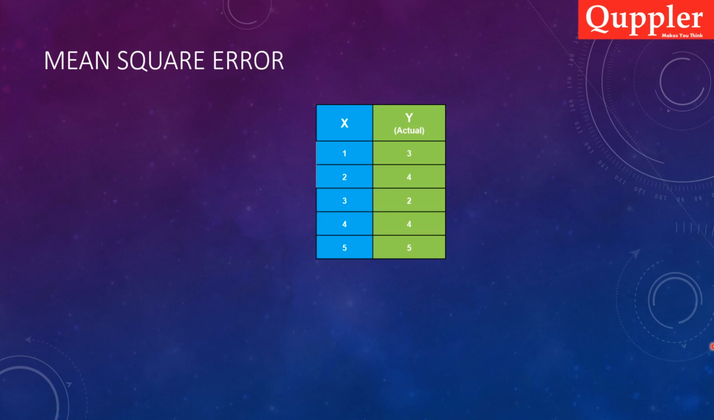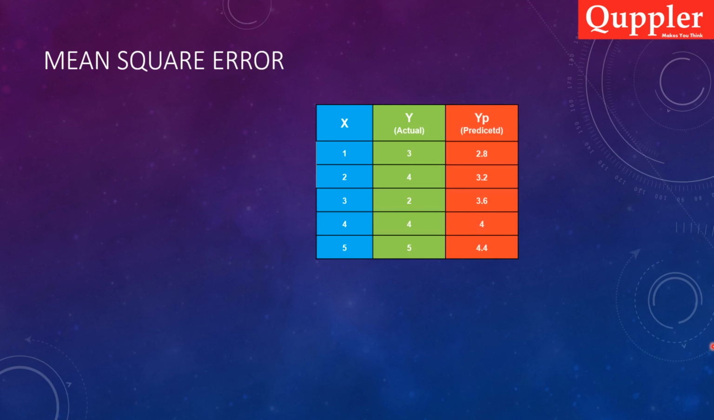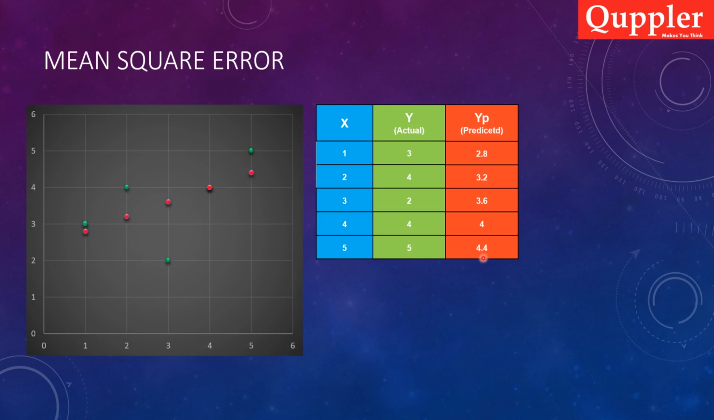Let's see how we can find mean square error mathematically. Let's say I have xy values which I can plot in a 2D graph. Against each y value, which is my dependent variable, I have my independent variable, which we can call x. I also have the predicted value against y, which we'll call yp, for each actual y value. For example, for this 3 we have got 2.8, for this 4 we have got 3.2, and in a similar fashion, for this 5 we got 4.4.